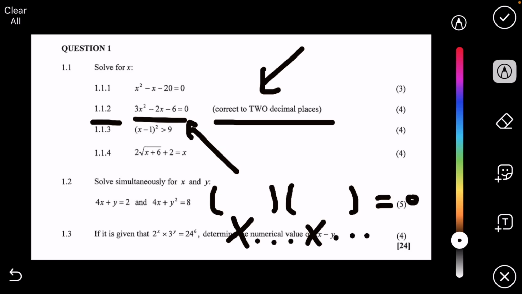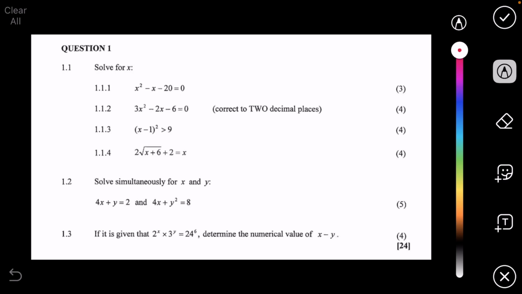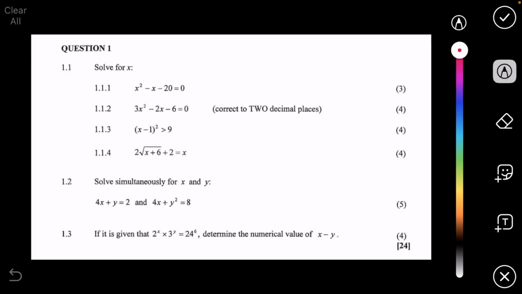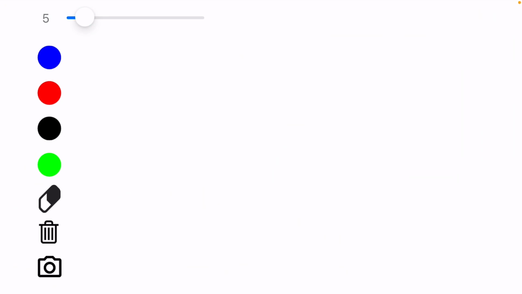Okay, why am I saying this, ladies and gentlemen? Is because of this statement, correct to 2 decimal places. Okay guys, remember this type of questions are normally given either 3 or 4 marks. Okay, it all depends on the complexity of the question. So ladies and gentlemen, very, very much important that you know the formula to use to answer this question. I'm just quickly going to try and show you guys.